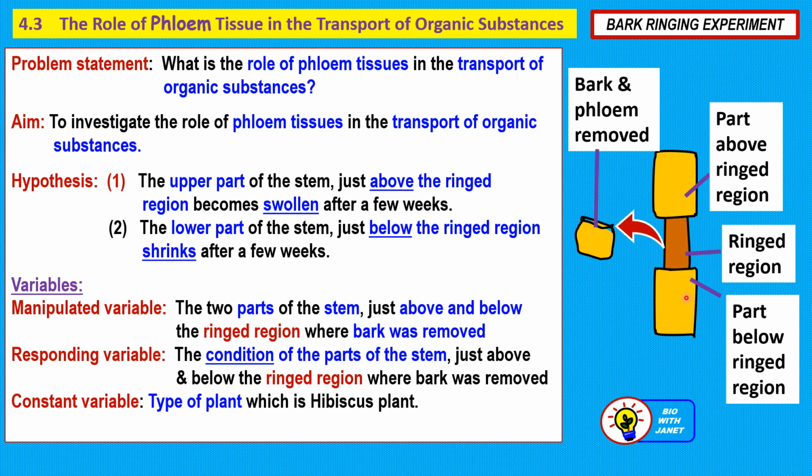Now the variables here: the manipulated variable is the two parts of the stem, just above the ringed region and below the ringed region. Our responding variable is the condition of the parts of the stem. Is it swollen or shrinking, or is there any other condition? The responding variable is the condition of the parts of the stem just above and below the ringed region, after a few weeks, maybe after 3 weeks. The type of plant is the constant variable, so we use a hibiscus plant in this case.